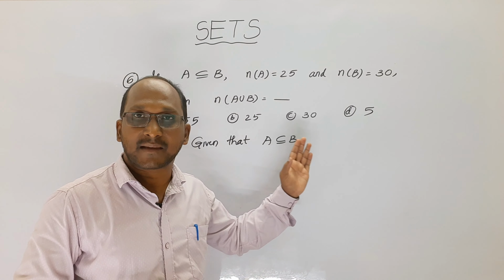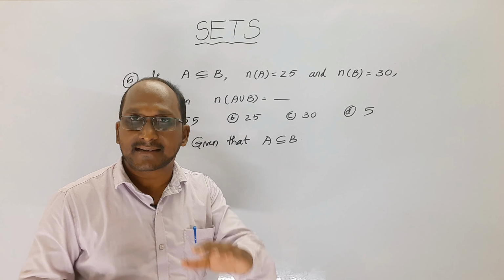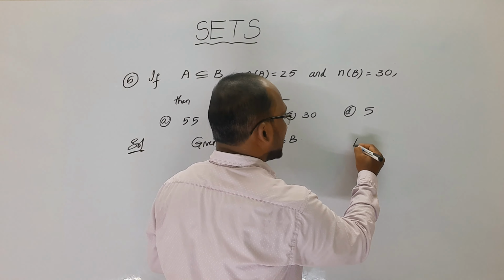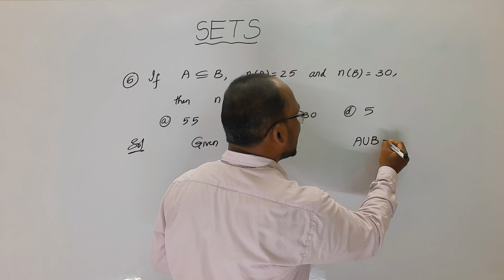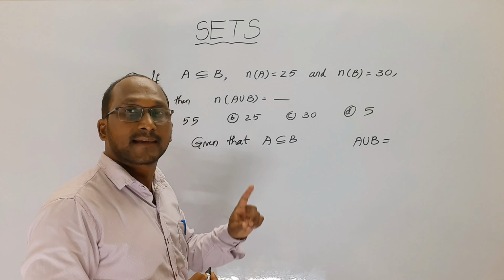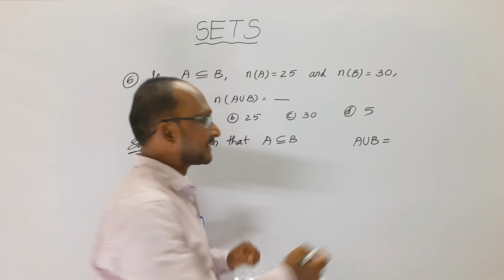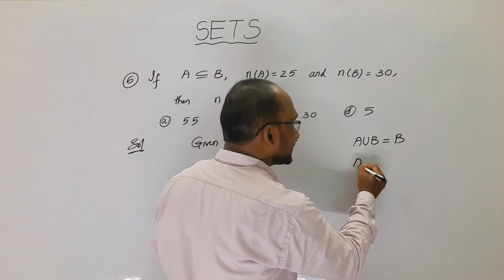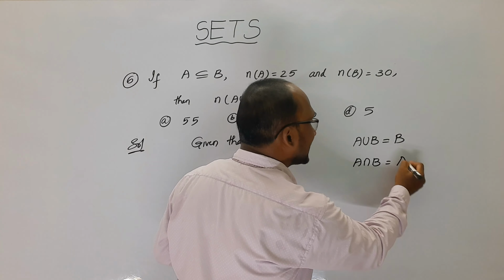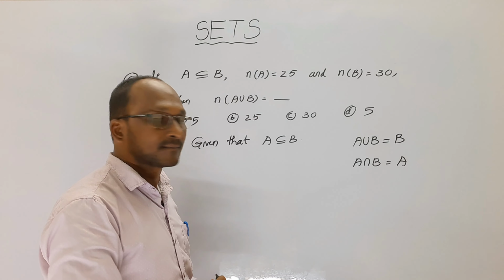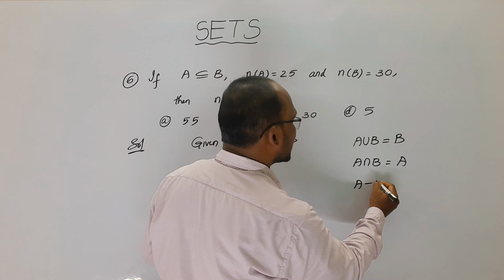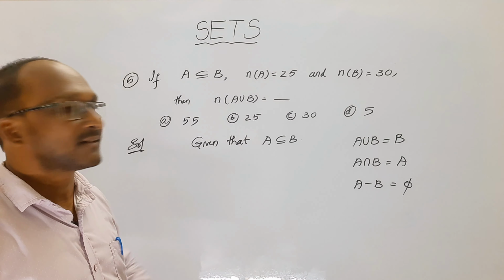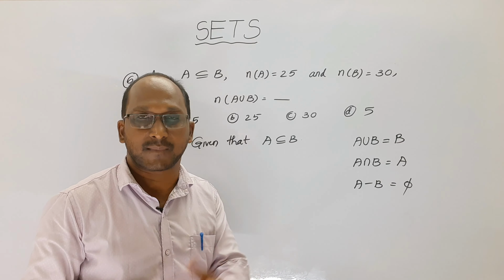When one set is a subset of the other set, there are some conditions. Remember students, if you want to find the union of these two sets, you will get the superset as a result. If you want to find the intersection of these two sets, you will get the subset as a result. If you want to find A minus B, you will get the null set. So these are some conditions that you have to remember.